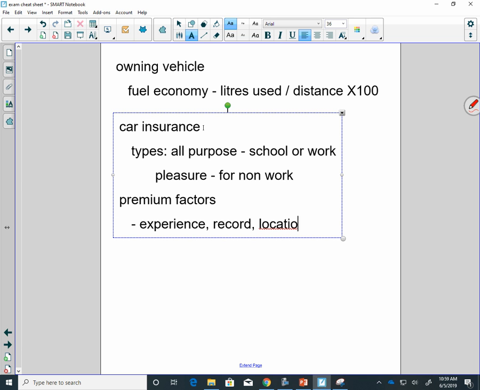Location: if you drive in Dauphin, you pay less than if you drive in Winnipeg. The type of car: if you're driving a Bugatti, you're going to pay more insurance than if you're driving a Honda Civic, a 1984 Civic. How come you pay more for a Bugatti? It's more expensive. If you wreck it, it costs more to replace. Because a Bugatti is like 1.5 million. All of those things are possible.